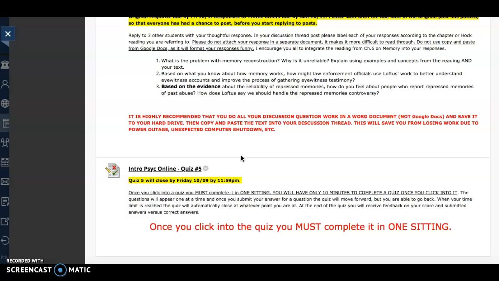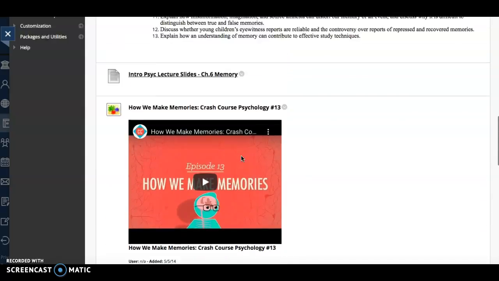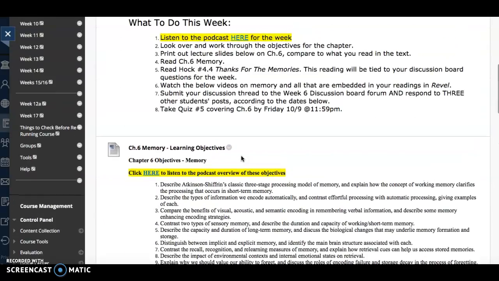And then you have your online quiz, quiz number 5, which covers this chapter on memory. And that wraps up your week.